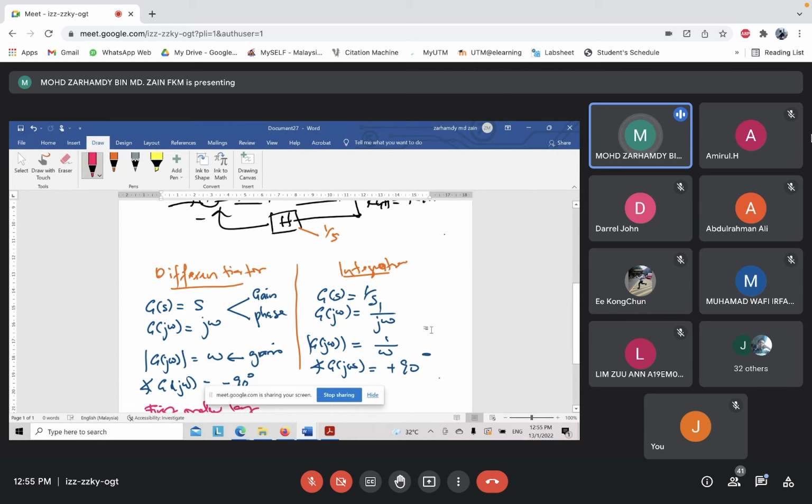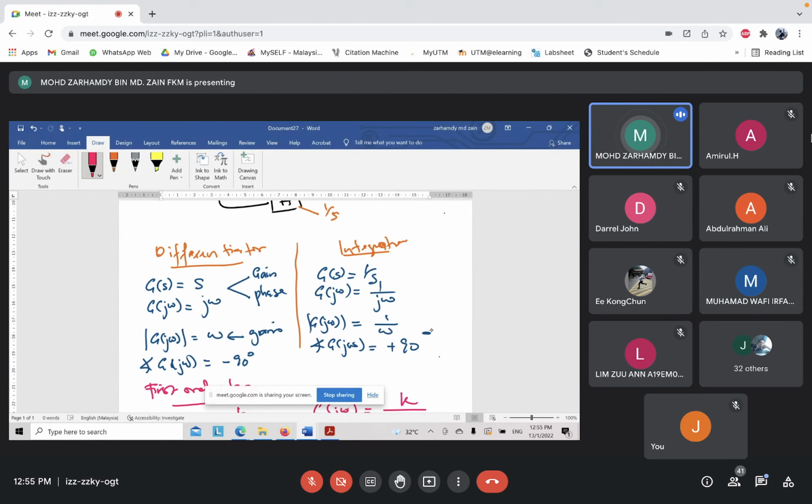Salah. 1 over S is negative, sorry. S is positive. Aduh, minta maaf, sorry. Siapa tadi? Darren. Darren siapa tadi? Yes, okay, sorry Darren. Betul. Kalau S is positif, kalau 1 over S is negatif. Terima kasih banyak-banyak. Selamatkan awak kawan-kawan.